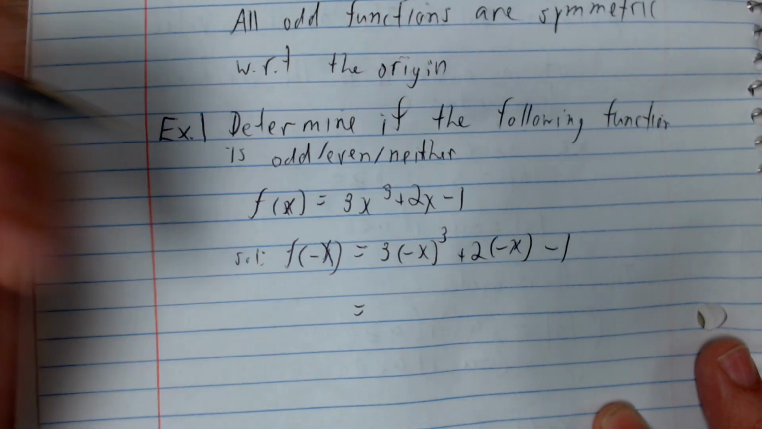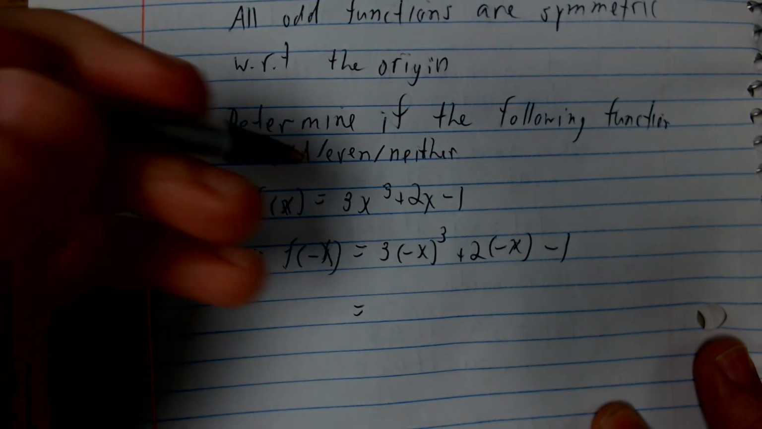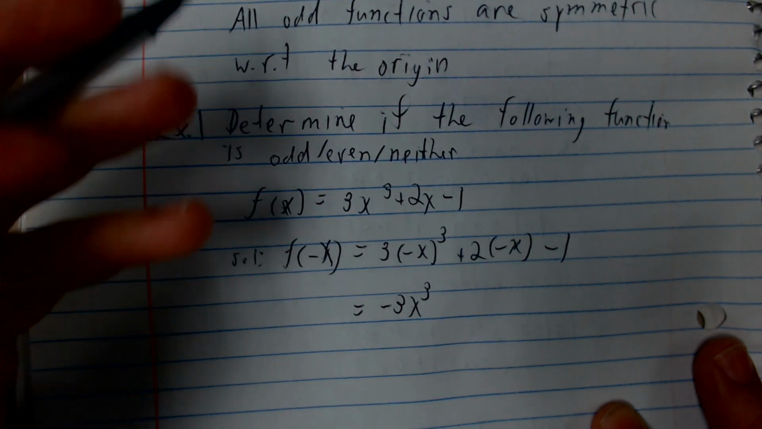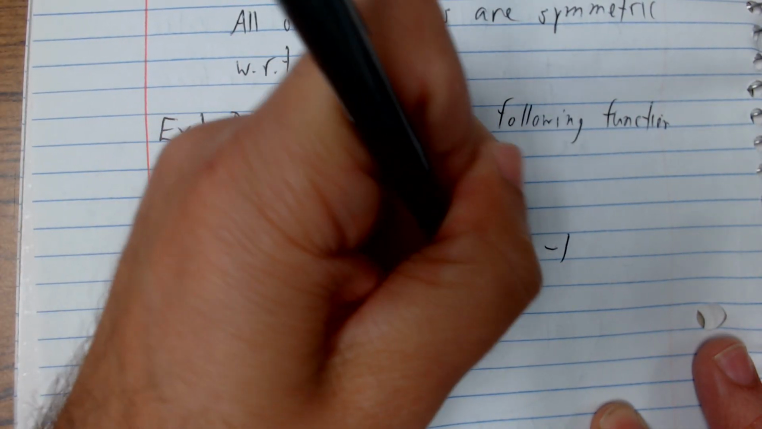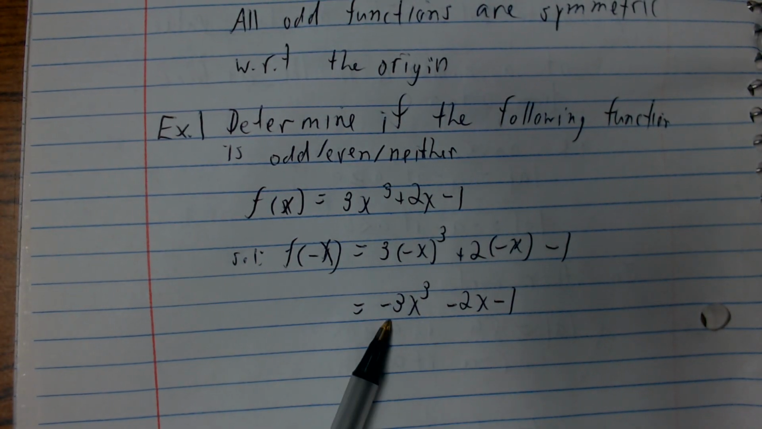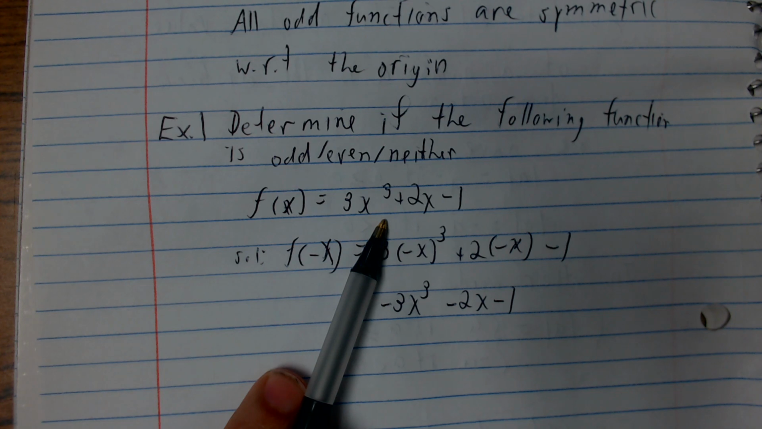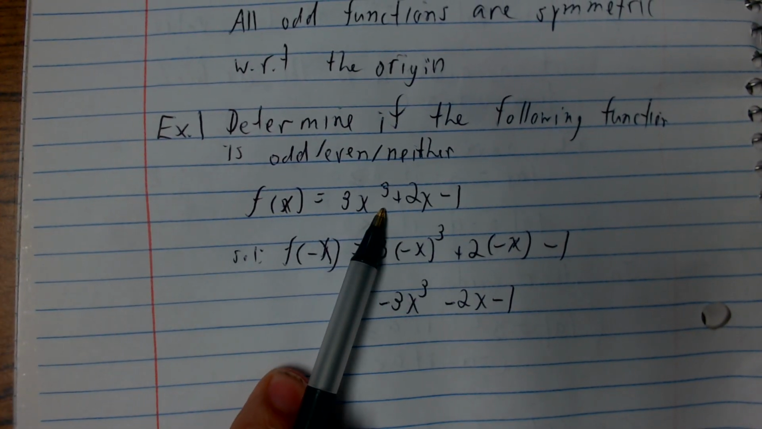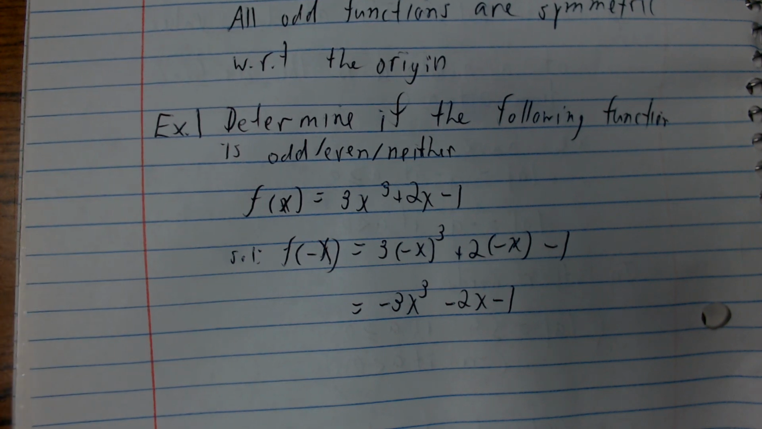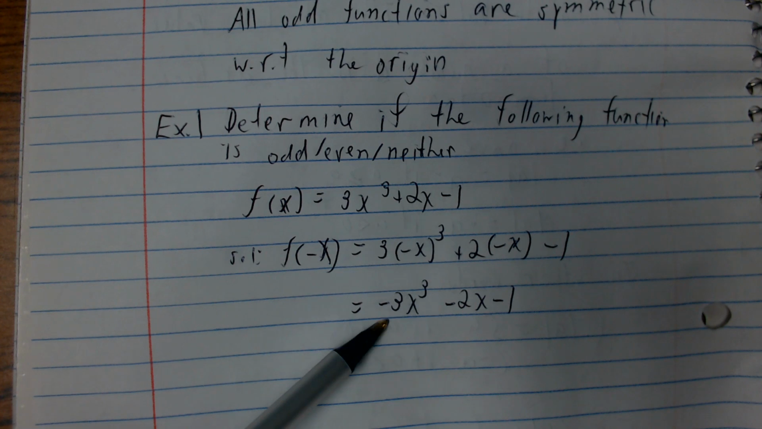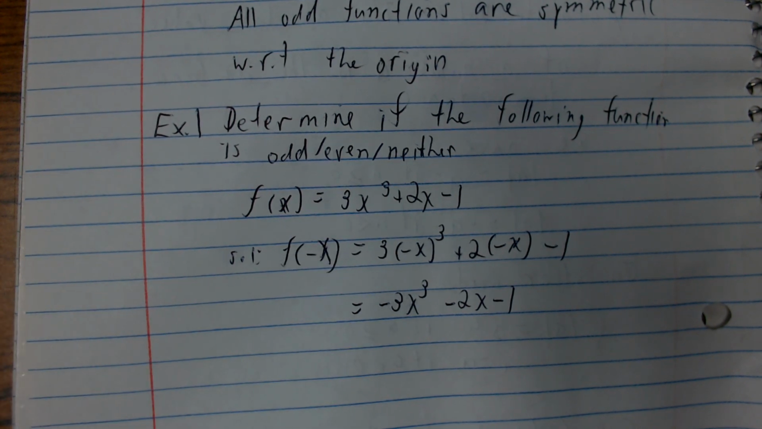So this becomes, once I simplify it, negative x cubed is negative 3x cubed, and 2 times negative x is minus 2x minus 1. Okay, and so now here's where, once I completely simplify this, I start comparing this to the original function right here. So now the question is, is this exactly the same as the original function? Now, obviously it's not, because I have positive 3x cubed, negative 3x cubed. So as it is, these two are opposites.